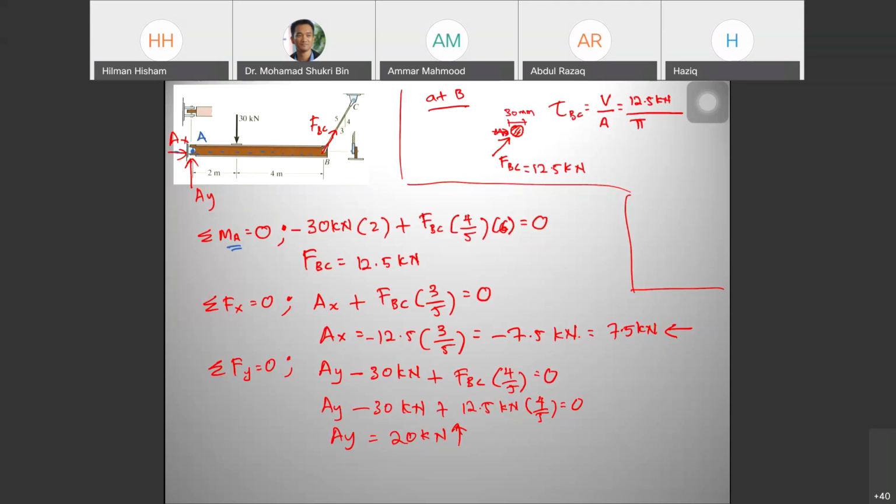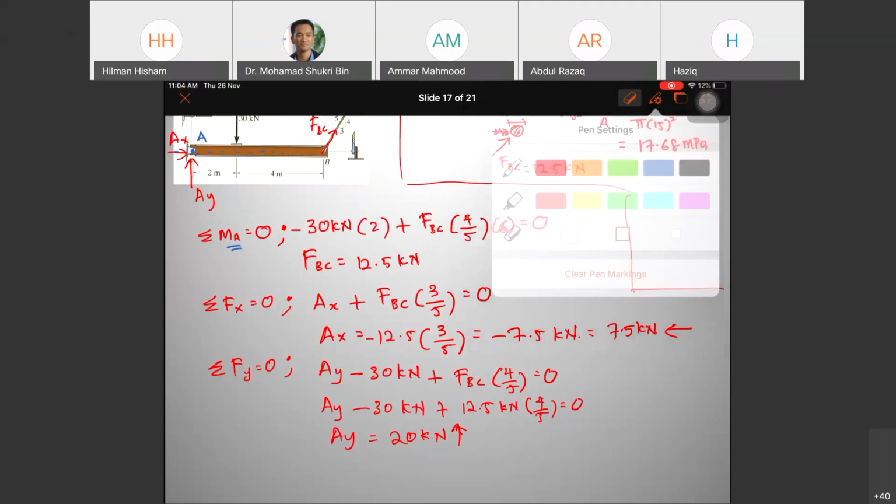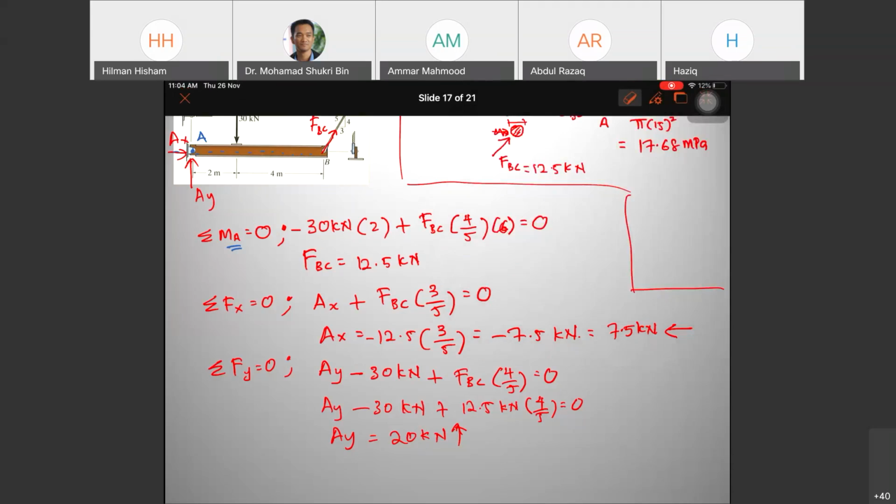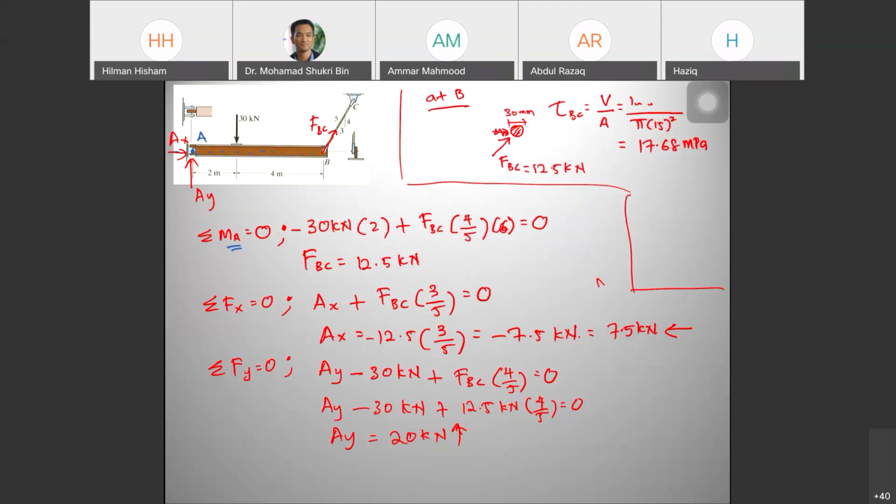So pi times 15 squared. You get the answer 12.5 over pi times 15 squared, which is 17.68 megapascal. Alright, that is for pin B.